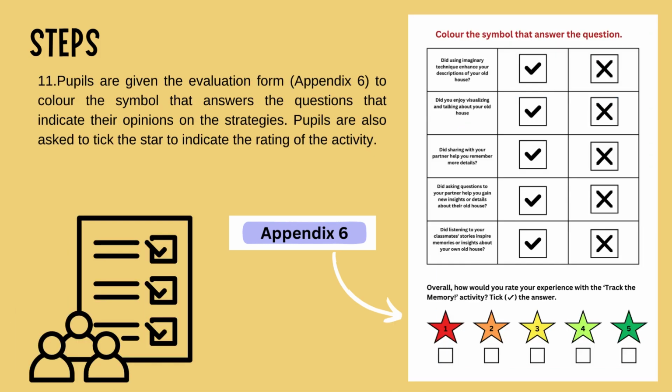Lastly, pupils are given the evaluation form with 5 questions where students need to color the yes or no symbols. The first question is, did using imaginary technique enhance your descriptions of your whole house? Second, did you enjoy visualizing and talking about your whole house? Third, did sharing with your partner help you remember more details?